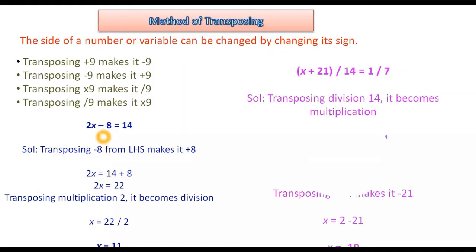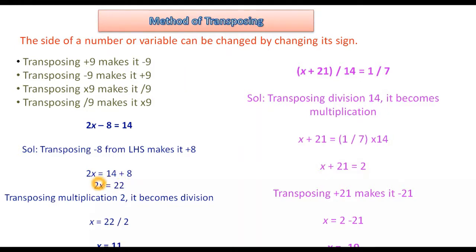Okay. Now see, 2x as it is, we don't need to write -8 on the left hand side because we are transposing it. So we will write 14. Then we will write this 8, but in plus, in addition, because its sign has changed. So 2x as it is, 14 plus 8, that is 22. Now it's a monomial, right?